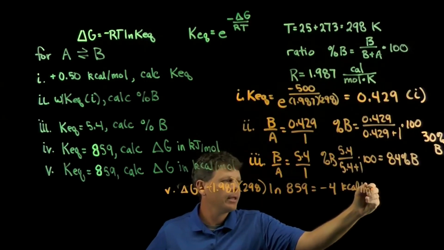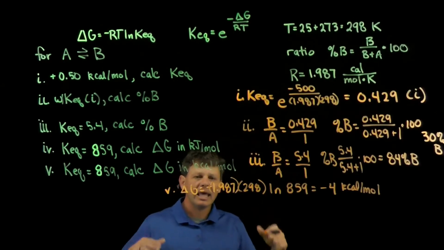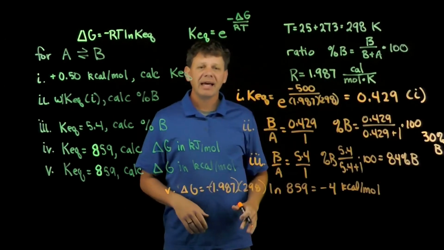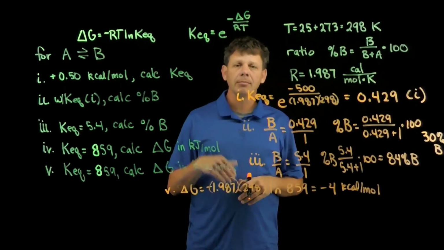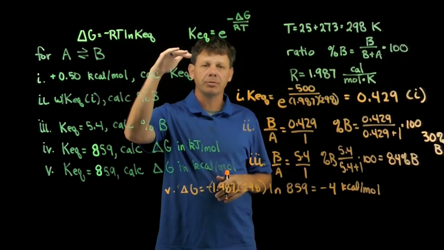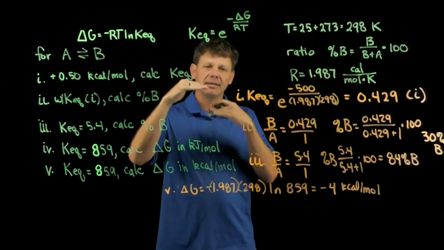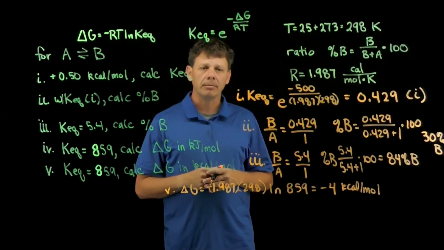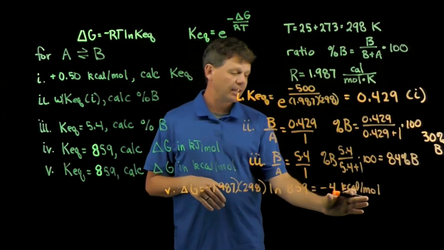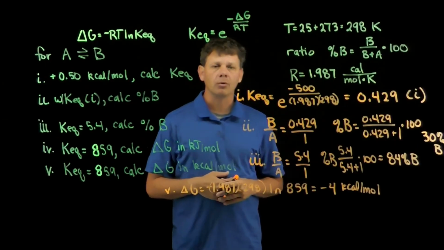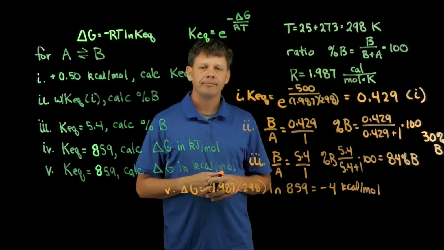Delta G is going to be equal to negative 1.987, that's negative R, times 298, that's the temperature, times the natural log of the KEQ, which is 859. Plug those values into your calculator, and you end up with a delta G equal to negative 4 kilocalories per mole. Now, if you had looked at the table and estimated, you might have predicted that number because the one right above was negative 3.0, the one right below was negative 5.0, and this seemed to fit right in the middle based on that other data. So the answer to part 5 is negative 4 kilocalories per mole.